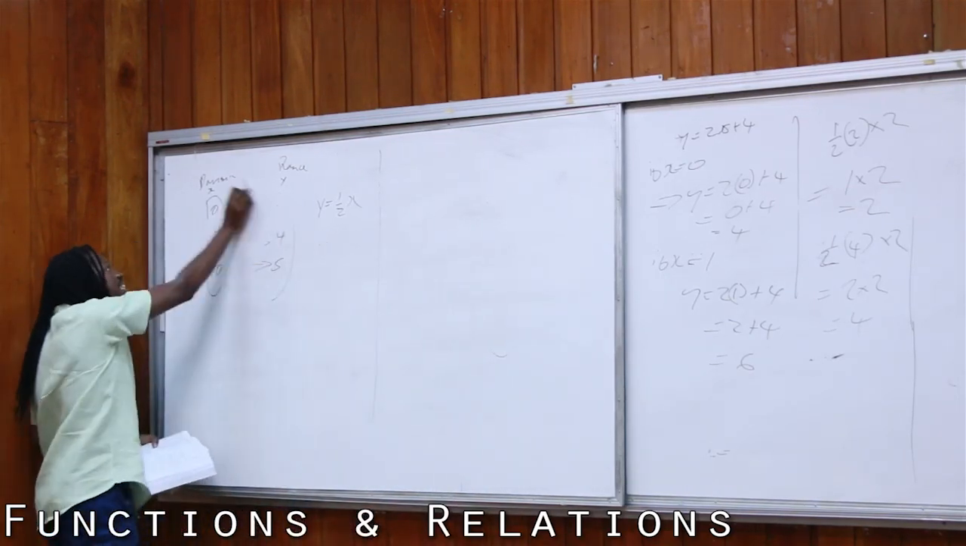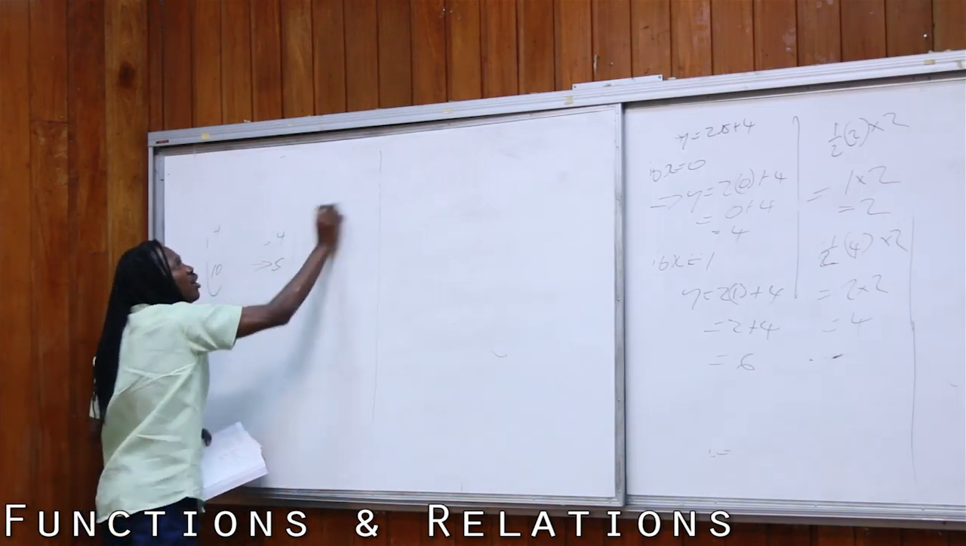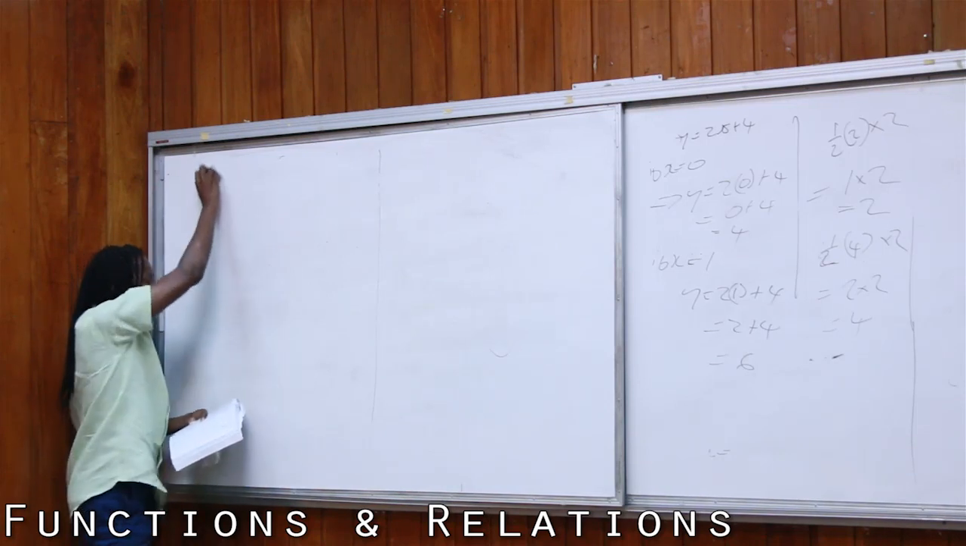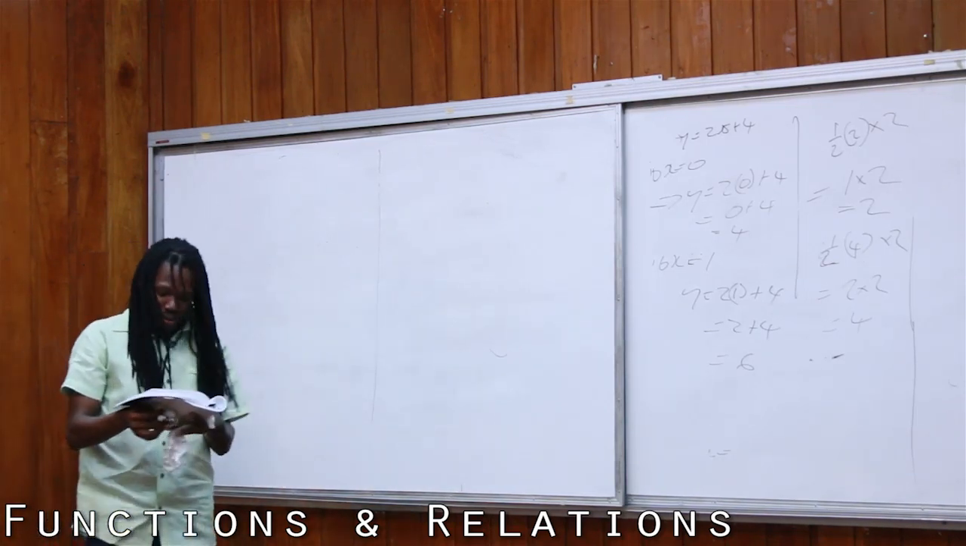Or they can give you a relationship and tell you to fill out the mapping, like I did in the first part. All right, now.